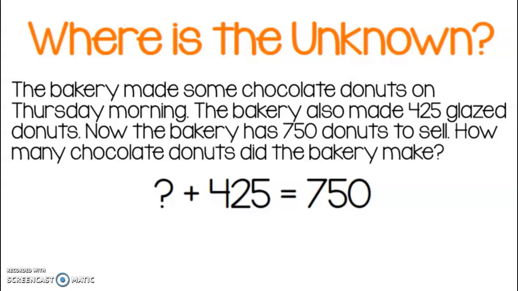The word problem tells us that the bakery made 425 glazed donuts. What info do we not know? We don't know how many chocolate donuts were made by the bakery. This is the unknown in the problem in the start position because it's at the beginning.